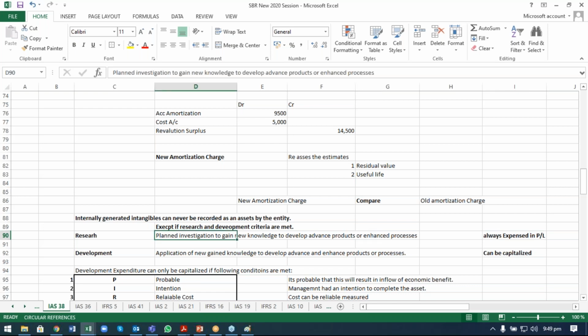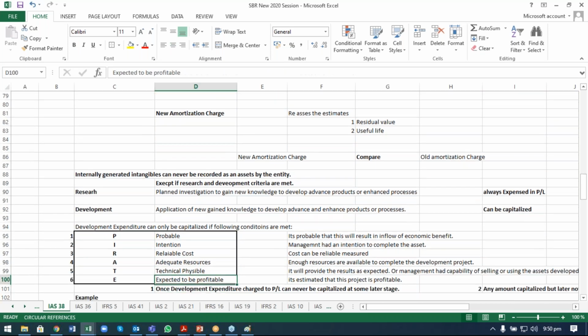So what does research actually mean? Research means a planned investigation to gain new knowledge. You have not yet gained new knowledge, or developed a new product, or gained any knowledge with the help of which you can develop advanced products or enhanced processes, right? The development phase is the phase in which you have gained the knowledge, and you are now working in a process to develop the advanced products or enhanced processes, right? That's the difference.